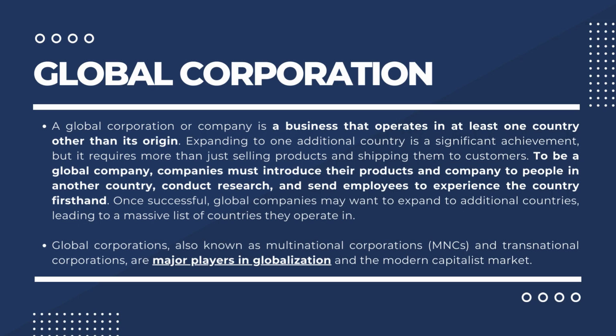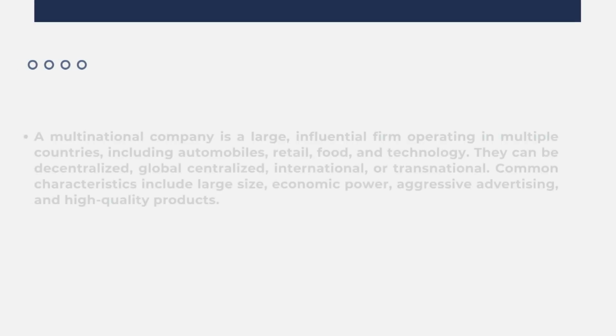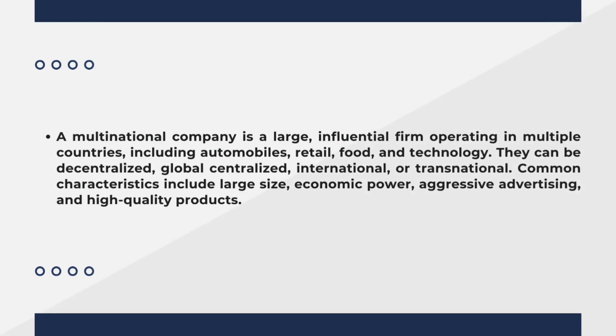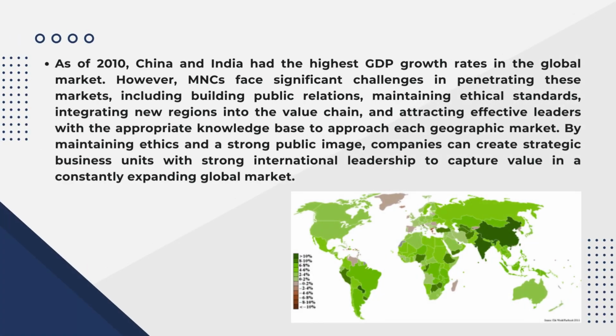Global corporations, also known as multinational corporations and transnational corporations, are major players in globalization and the modern capitalist market. A multinational company is a large, influential firm operating in multiple countries, including automobiles, retail, food, and technology. They can be decentralized, globally centralized, international, or transnational. Common characteristics include large size, economic power, aggressive advertising, and high quality products. As of 2010, China and India had the highest GDP growth rates in the global market.